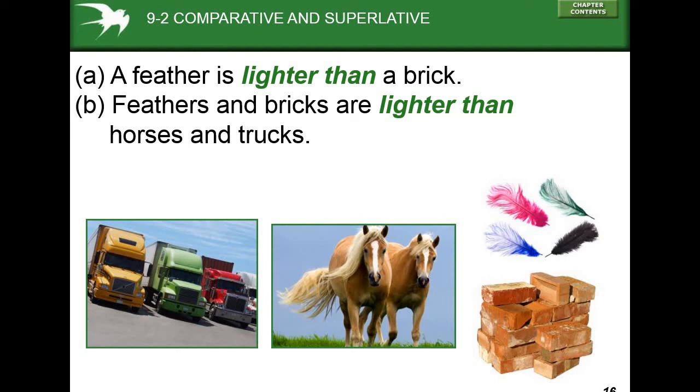Like this, feathers and bricks are lighter than horses and trucks. Here also we can say that lighter than is the main thing used as the comparative degree. Which objects are being compared here? Feathers and bricks on one side, horses and trucks on the other side. When we put two groups together, which are lighter? Feathers and bricks are light.